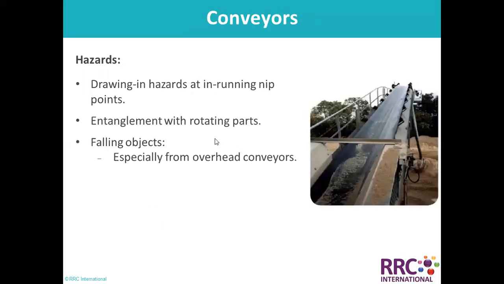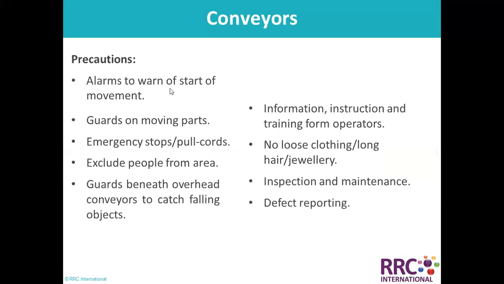Now we also sometimes have conveyors. Some hazards are there: drawing-in hazards at the running nip points, entanglement with rotating parts, and also falling objects, especially from overhead conveyors. These are some of the precautions for conveyors: alarms to warn of the start of movement, guards on moving parts, and emergency stops. All these things mostly come in the design, so make sure you are incorporating all the precautions and standards in the design phase. If equipment is poorly designed, there are more hazards.